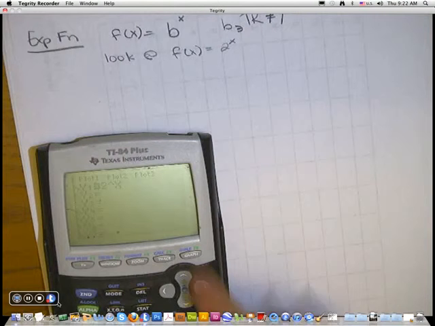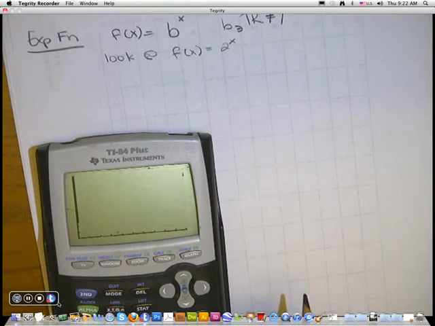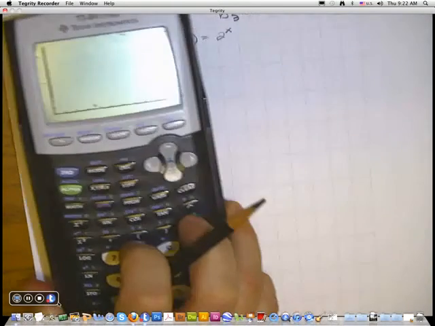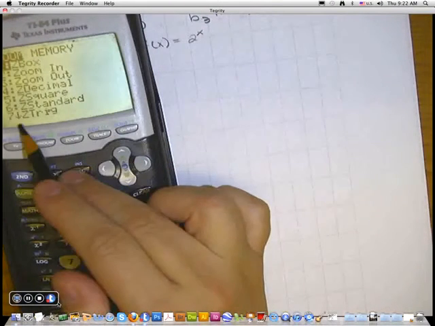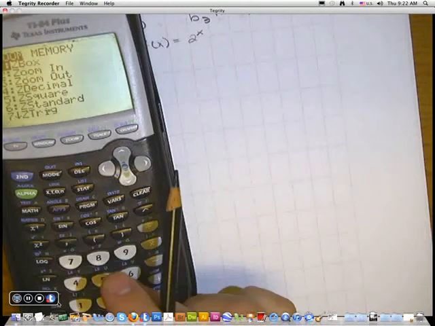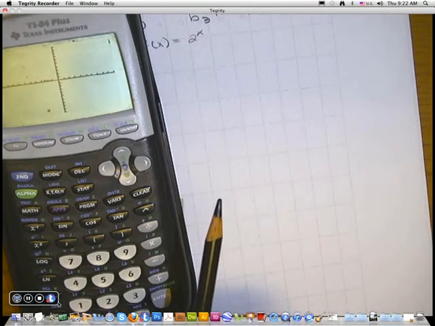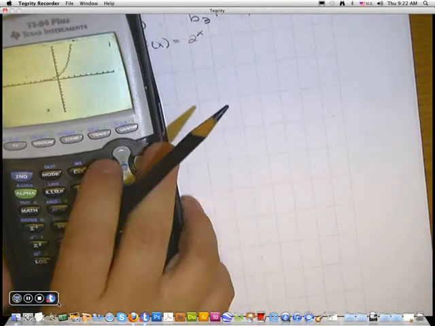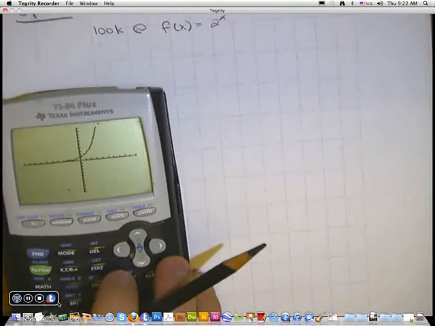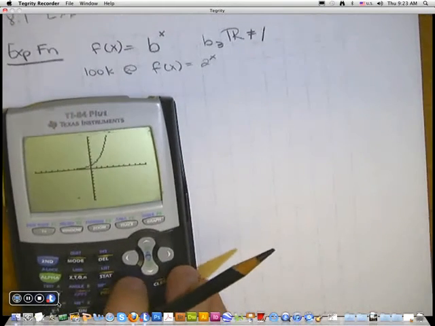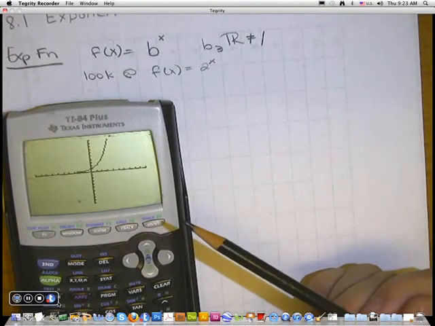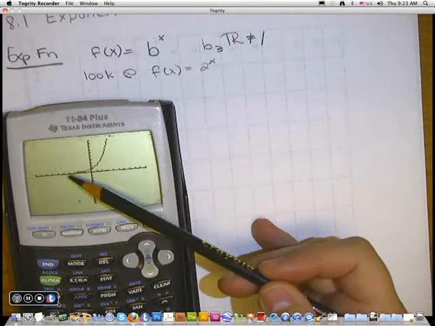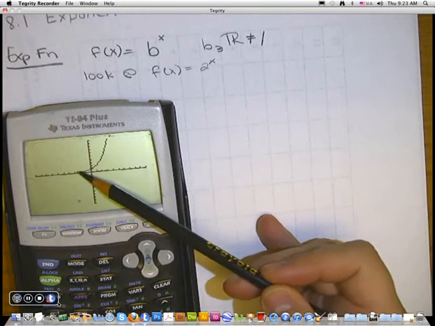Alright, and graph it. Again, if you had something in your calculator, you probably need to reset your calculator. We're going to reset the calculator by going to zoom, and then 6 is standard, so zoom 6. And there we go. Alright. So with this exponential function, we want to check out the end behavior of our graph. The end behavior is what is happening at the end of my graph.